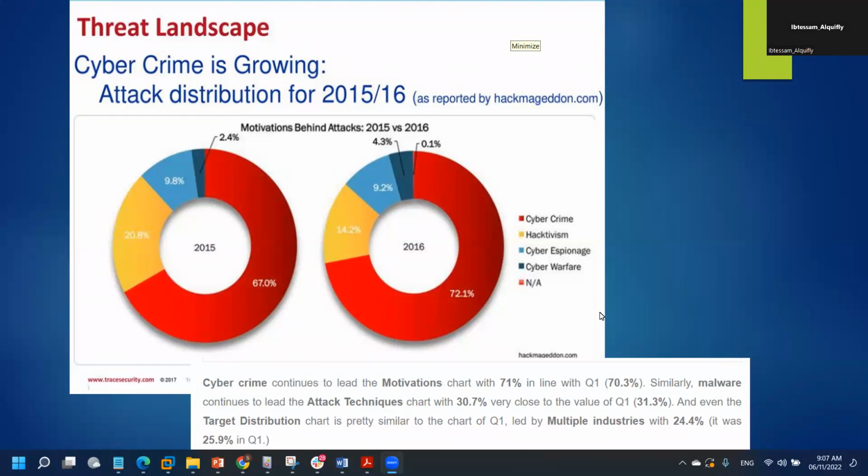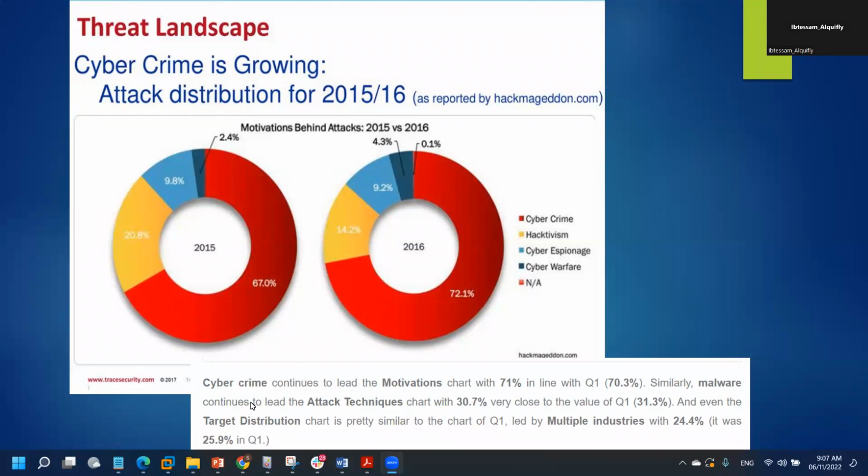Again, over here, the motivation in the chart, 71%, is cybercrime. Malware. Look, this is for Naif.